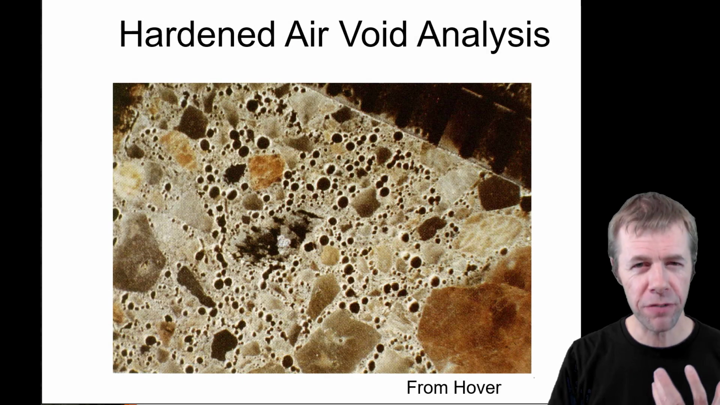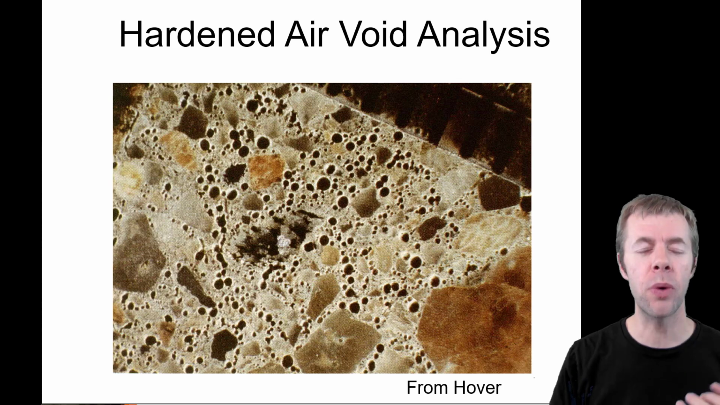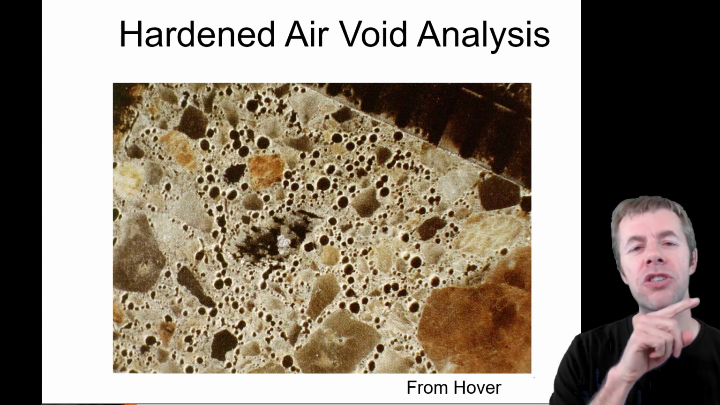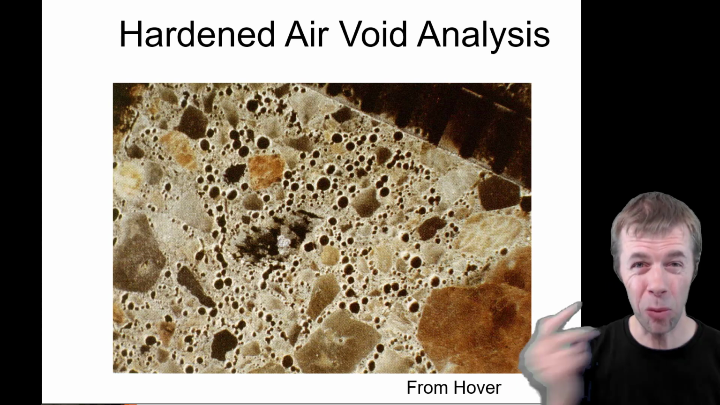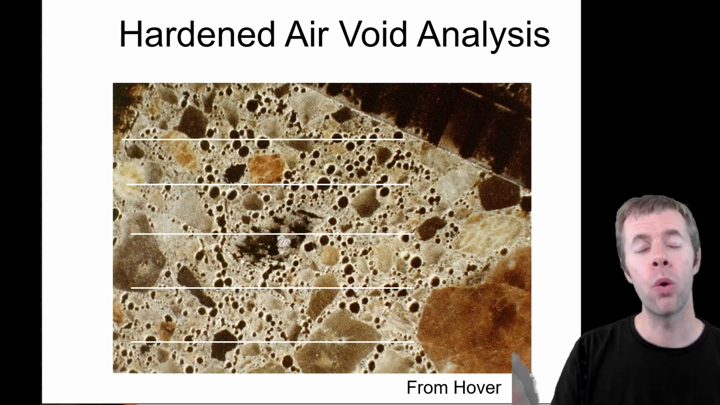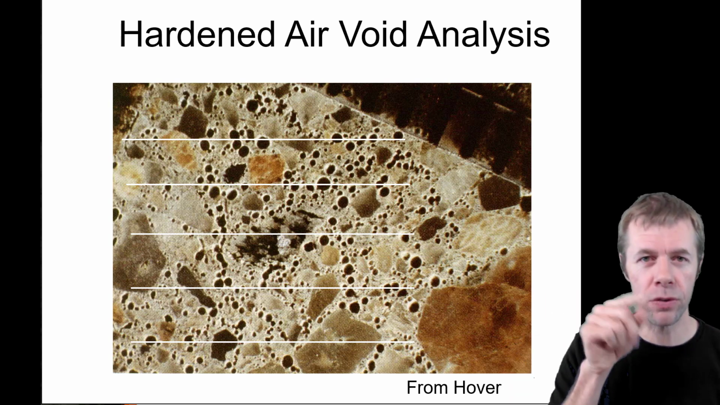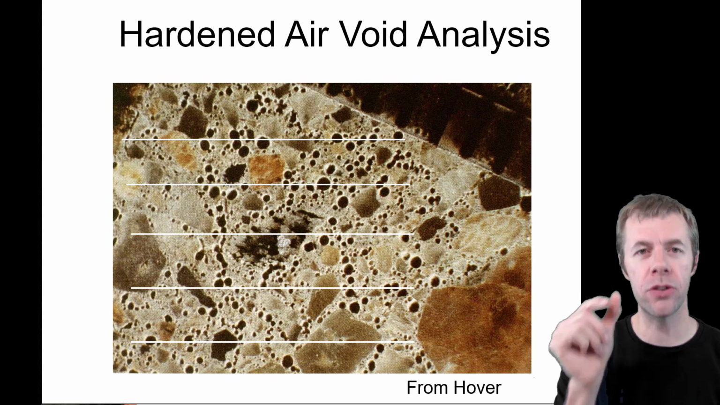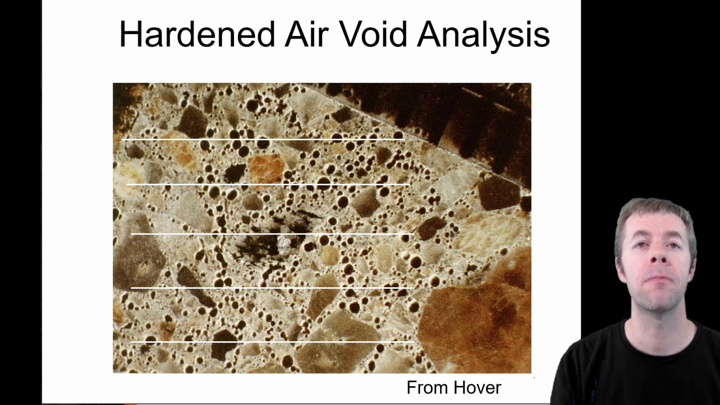So how do we get that spacing factor? Well, we have to do a hardened air void analysis. We actually have to cut the concrete, polish it, and then go over it in a systematic manner and count bubbles. The technique I'm going to talk about today is a linear traverse technique, where it goes over in a linear line, and every single time that line hits a bubble, you measure how much of the bubble it cuts through. It's called a chord, okay?